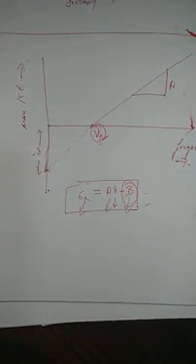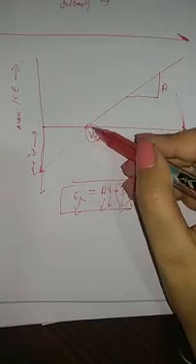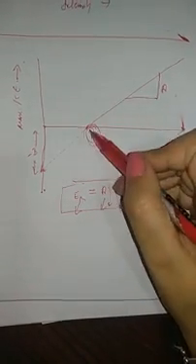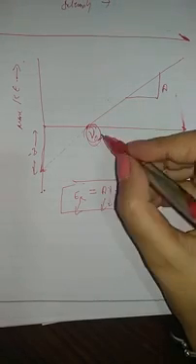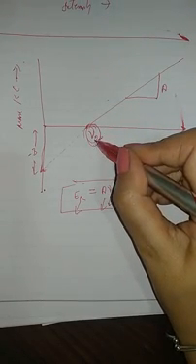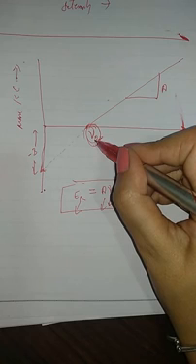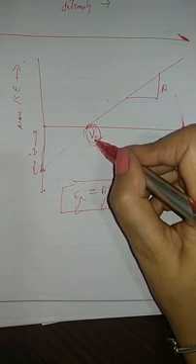If the frequency of the incident light is below a certain lowest value, then no photoelectron is emitted from the metal. So if the frequency is below this nu naught, then no electrons will be emitted. This value is known as threshold frequency, which is different for different metals.